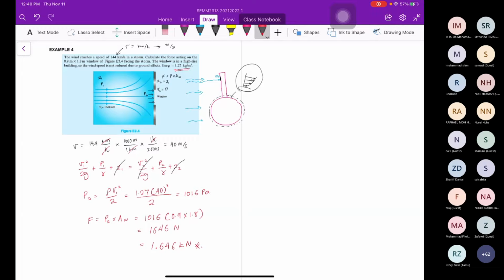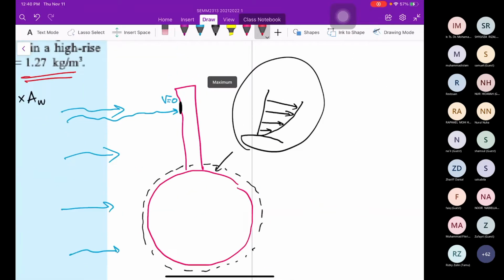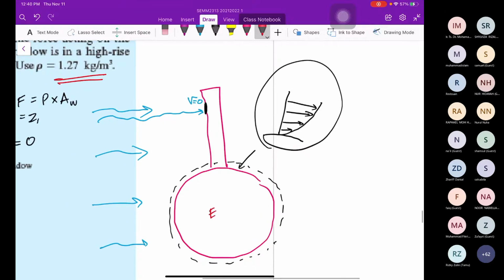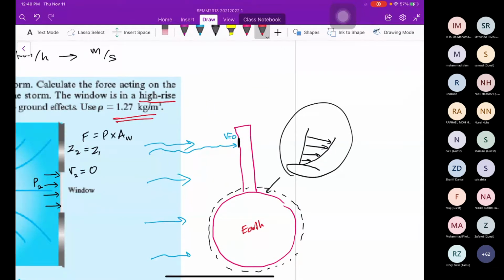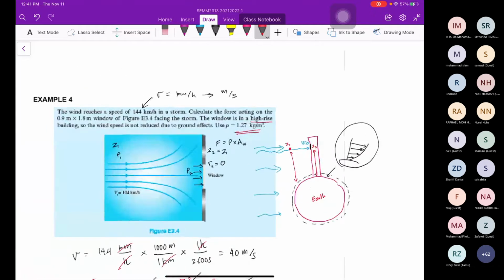No, Doc. Okay, thank you. Doctor, I have a question. Okay, yes. Can you explain why Z2 is equal to Z1? Z2 equal to Z1, yes. Okay. Just imagine this is the Earth, and this is the high-rise building. So we take this point. This is Z1 and this is Z2. Okay, clear? Yeah. So it is the same. Okay, I got it.